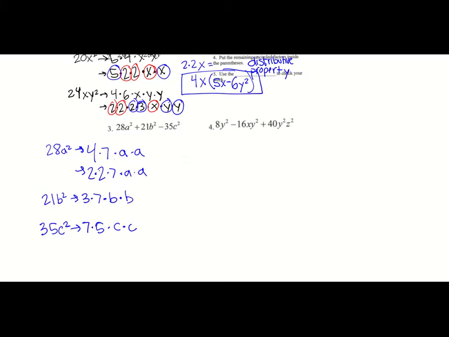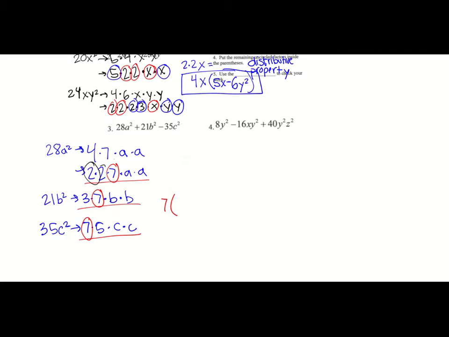Okay, now I can find my common terms. So in each one, I have a 7. And then all my variables are different this time. So that is my only common factor in all 3 of these factor trees. So I'm going to take that 7 outside my parentheses. And then inside I'm going to write what's left.